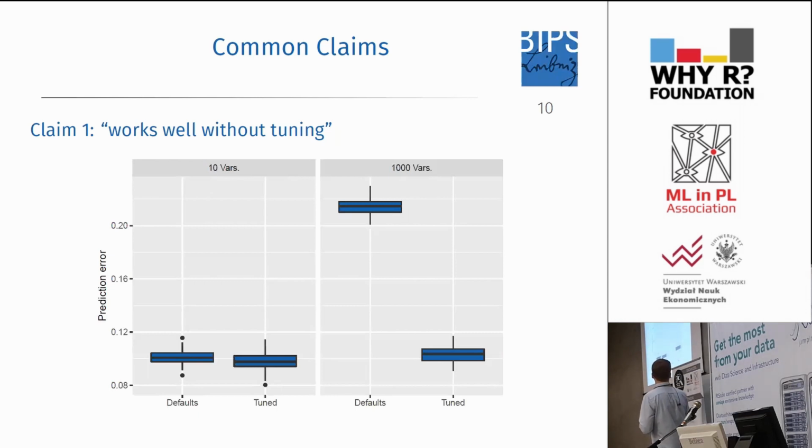But if I increase it to 1,000 variables, then the difference is quite high. The effect is the same here: a few variables and the rest is noise. You see that the tuned model loses almost no accuracy, but the non-tuned model is quite bad. The reason is very simple. You have to increase the mtry value if you are in high dimensional data.